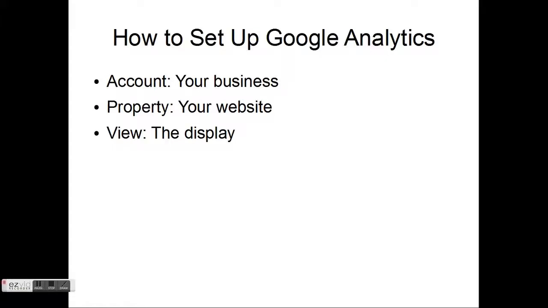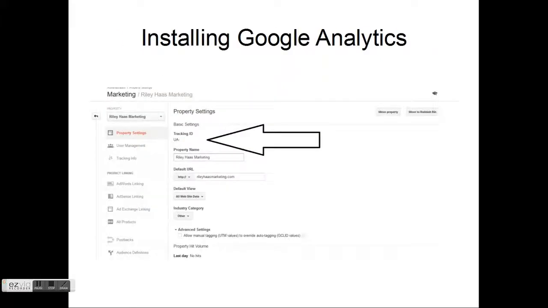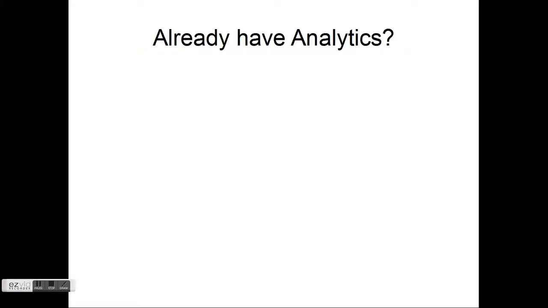So your account is your business, your property is your website, and the view is the display of the information. Most people will only need one of each. You can have 100 accounts and lots of properties and lots of displays, but you probably only need one of each. Here you can see I'm trying to get my tracking ID, but like I said, we're using WordPress, so I don't actually need it.